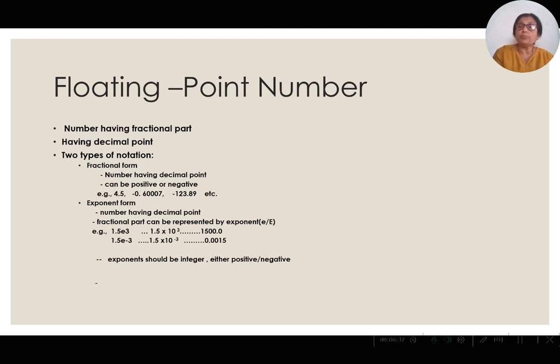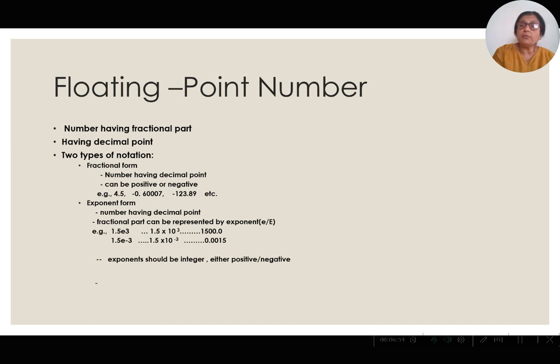So the decimal point will move towards left. So 1 is there. So what you have to do? We have to add 2 more zeros on the left hand side. So it will be 0.0015.